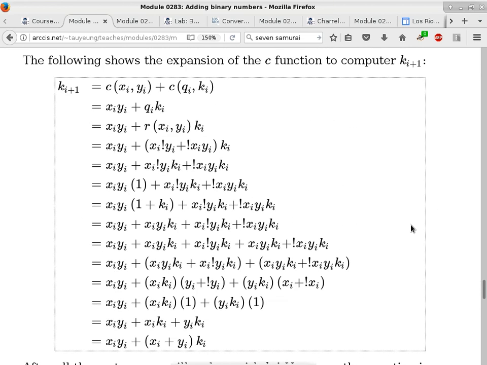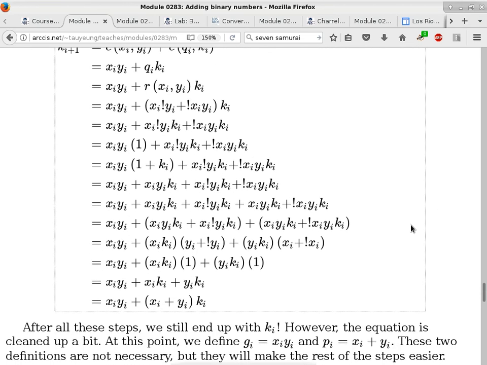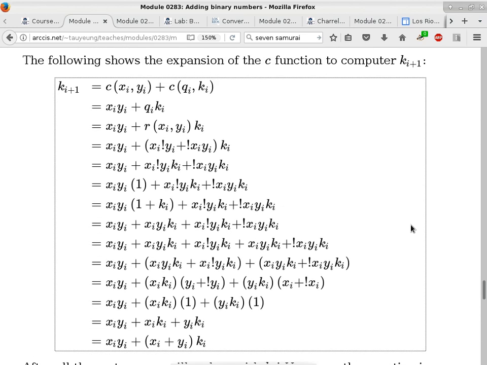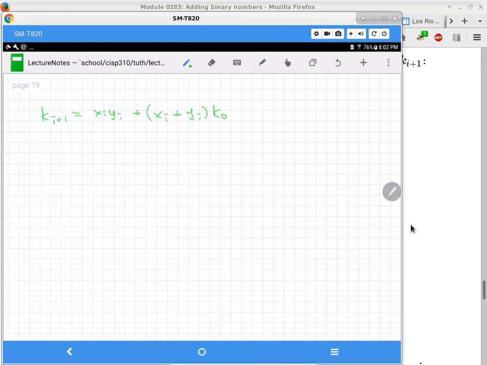So if you continue to read, then I'm going to expand. This part we can probably do by hand. So I'm going to write it down first. Give me a little bit of time, because I'm copying this. So we have ki plus 1 is xi yi plus xi plus yi, the whole thing, k0. Okay. Can you guys see this? Because I know the contrast is a little bit low. Is that okay? No? Darker color. Okay, fine.